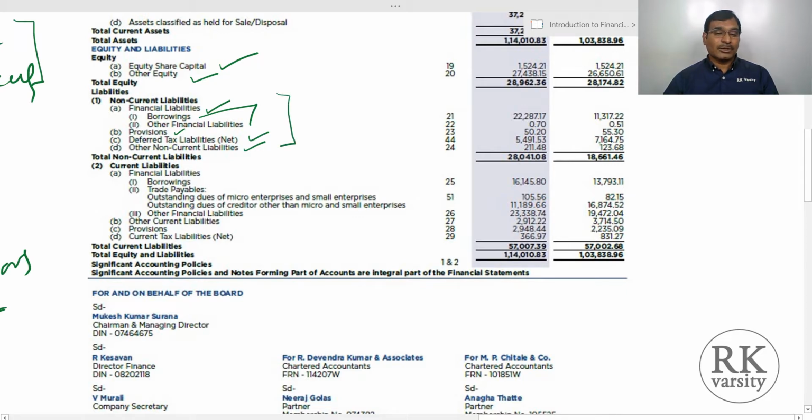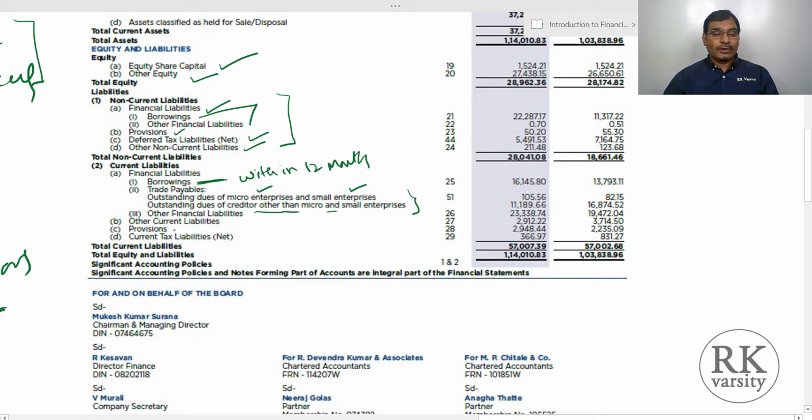When it comes to current liabilities, we again have financial liabilities, borrowings, but these borrowings need to be repaid within 12 months. That is the reason why we classify these as current liabilities. Then trade payables to micro enterprises and small enterprises, or dues to creditors other than micro and small enterprises, all these amounts we need to pay within 12 months. That is the reason why we place these under the head of current liabilities.